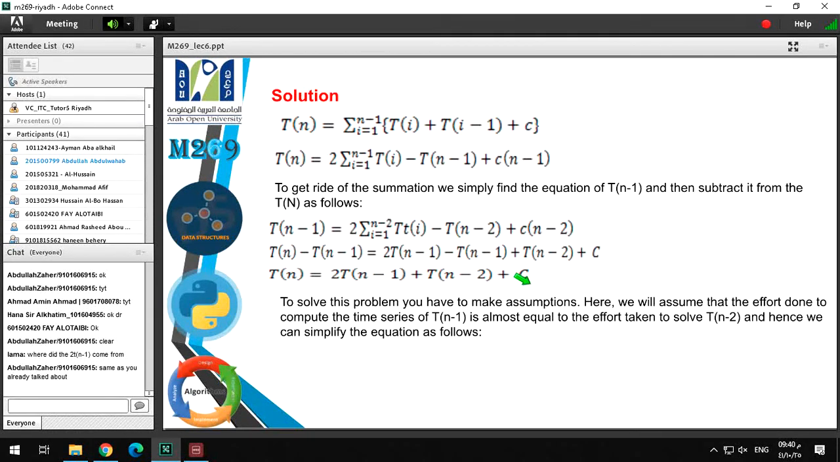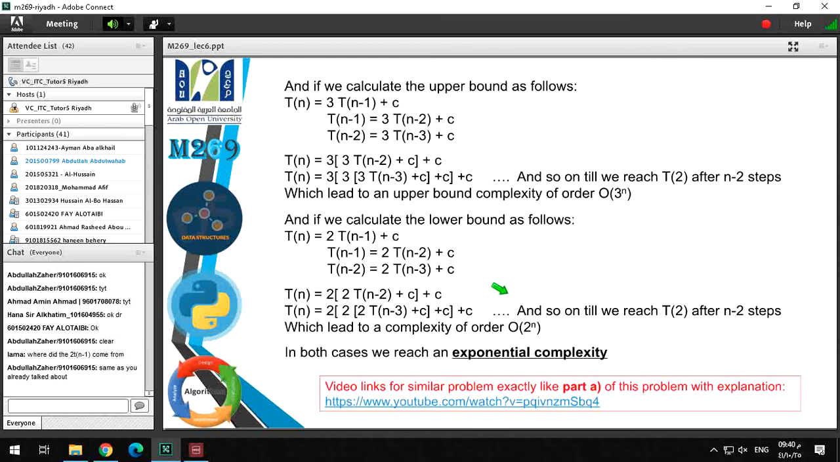in order to simplify the equations. So here, since we assume that the effort we are taking in t(n-2) is similar to t(n-1), we can also include this t(n-2) into this t(n-1). So we can say that we have 3t(n-1), because we said in our assumption n minus 2 equals n minus 1. Since we have here 2t(n-1) and here we have 1t(n-2), we can consider them both as 3t(n-1). And this is what we can see here in the upper bound calculation.